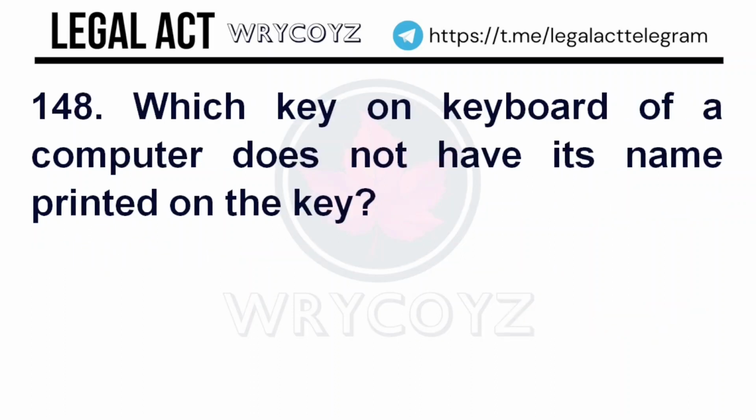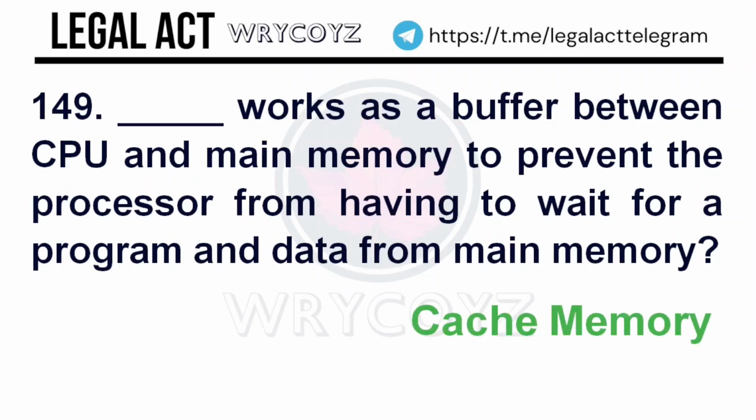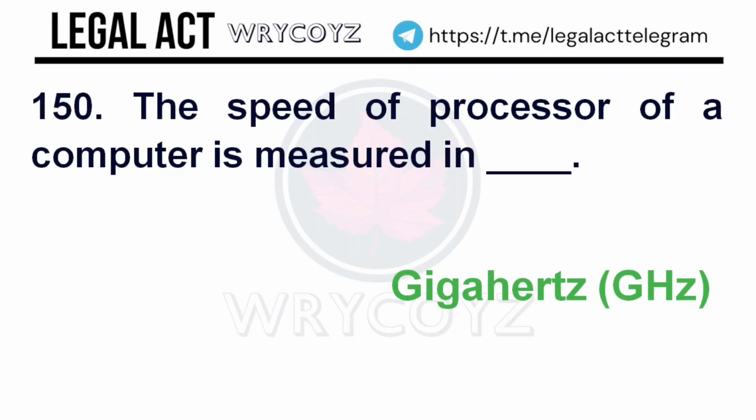148. Which key on the keyboard of a computer does not have its name printed on the key? The answer is space key. 149. Dash works as a buffer between CPU and main memory to prevent the processor from having to wait for a program and data from main memory. The answer is cache memory. 150. The speed of the processor of a computer is measured in dash. The answer is gigahertz.